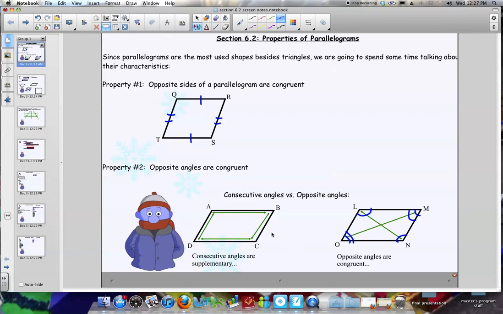Another property of parallelograms is that consecutive angles are supplementary. Consecutive angles are angles that sit right next to each other. So angle A and angle D would be supplementary, which means they would add up to 180 degrees. So although opposite angles are congruent, the angles that sit right next to each other have to add up to 180 degrees.